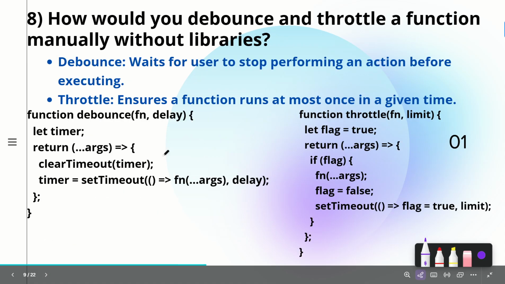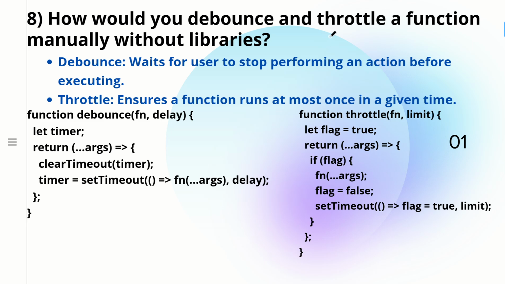Now let's go to the eighth question. The eighth question which was asked was, how do you debounce and throttle a function manually without using libraries? Mostly whenever we are making use of debounce or throttle, we directly use third party libraries. But here the interviewer was asking if you know how to implement the throttle and debounce functions manually. So let's see what the definition is for debounce and throttle.